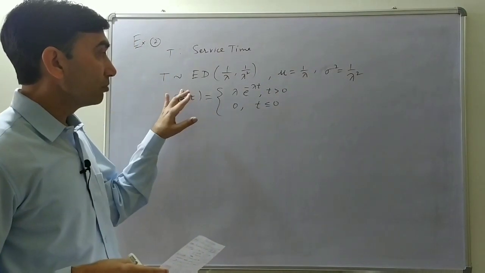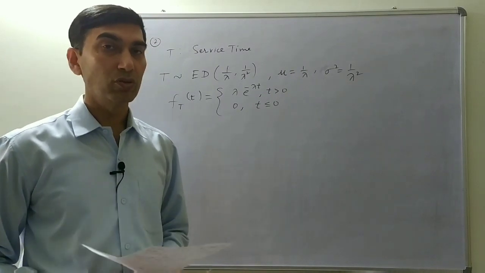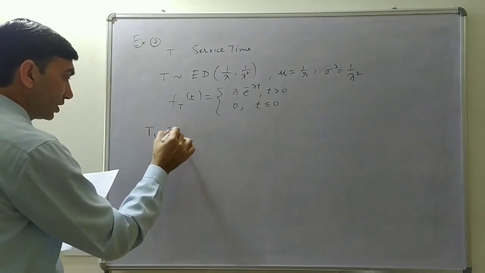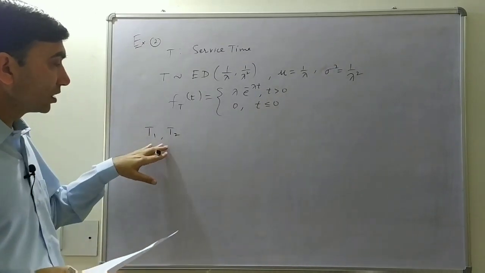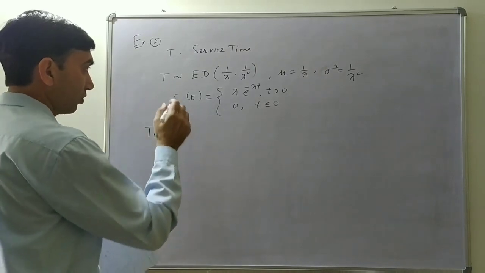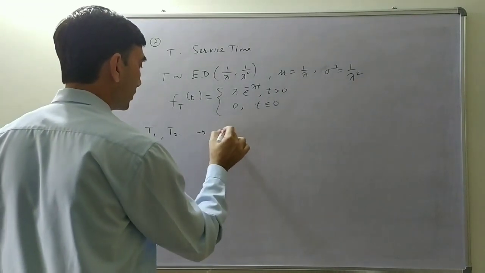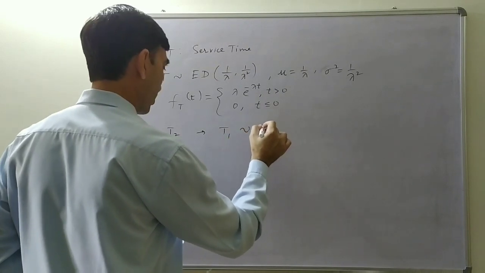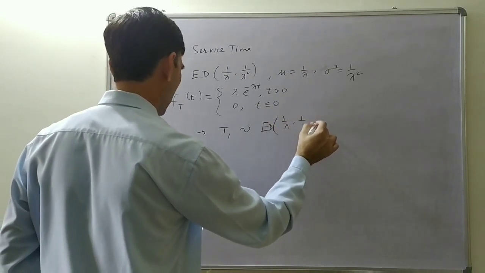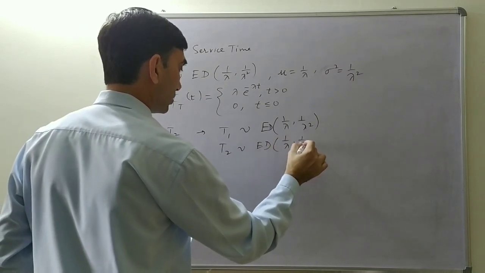Now, let's select a random sample of size 2 from this distribution. In other words, consider service times for two randomly selected customers. So let's denote those service times by T1 and T2. Okay. Because it is a random sample selected from the distribution of T, T1 and T2 will follow the same distribution as T by definition of random sample, right? Means T1 follows exponential distribution with mean 1 over lambda, variance 1 over lambda square. T2 also follows exponential distribution with mean 1 over lambda, variance 1 over lambda square.